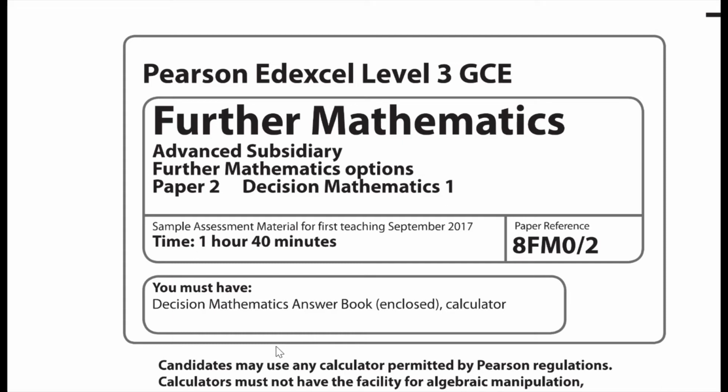Hi guys, this is the Edexcel AS level Further Maths Paper 2 covering the Decision 1 section. So let's get straight into it.